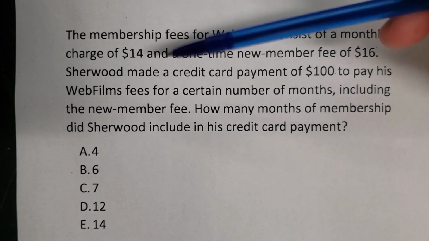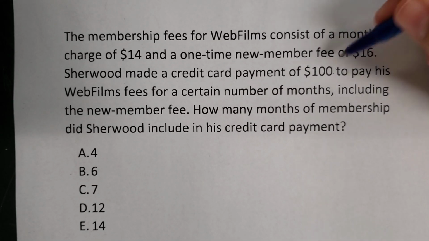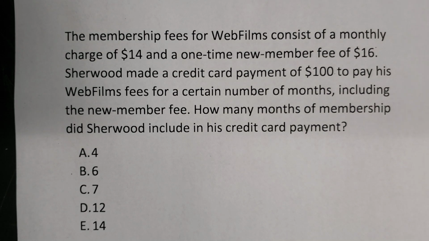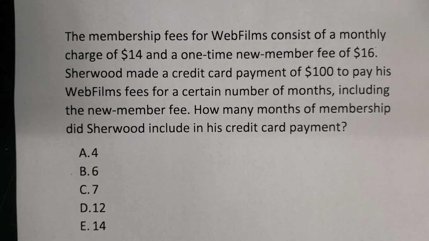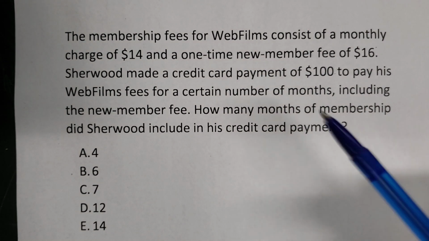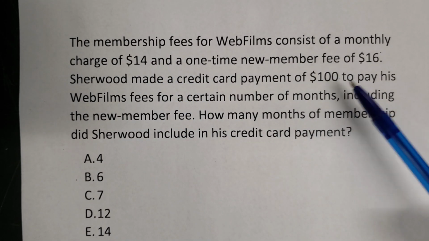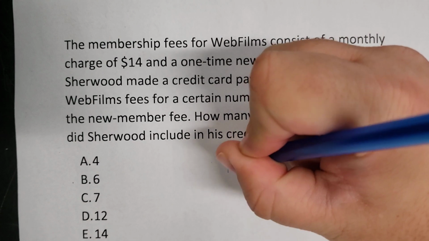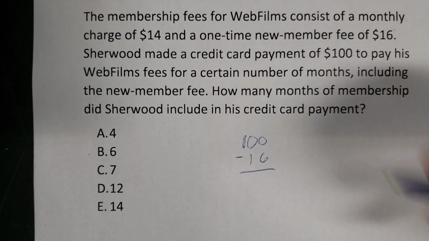So the first thing I notice is that Sherwood made a credit card payment of $100. Since he made this $100 credit card payment, we know that it includes his one-time new member fee of $16. We also know that it includes a number of months at $14 each that we have to solve for. So I can find out how much money we have spent total on months by just taking this new member fee out of his $100. I do that by subtracting 100 minus 16, which gives us 84.